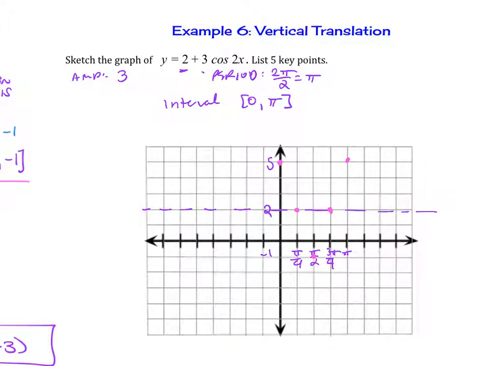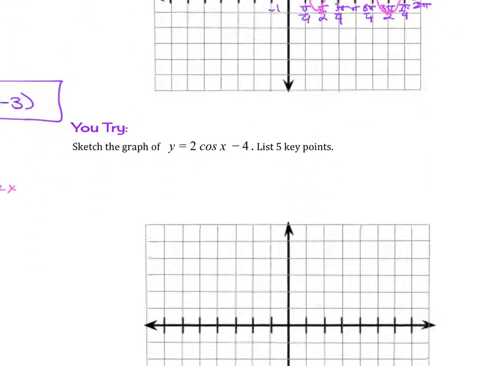Now, if you needed to graph more than one period, then you just go forward and label the rest that you're going to use. So this is 5 pi over 4, 6 pi over 4, which is 3 pi over 2, and this is 7 pi over 4, and the last one's 8 pi over 4, which is 2 pi. And this goes down, down, down, up, up, and so this is 2 periods of the graph of the function. So try out this last example.